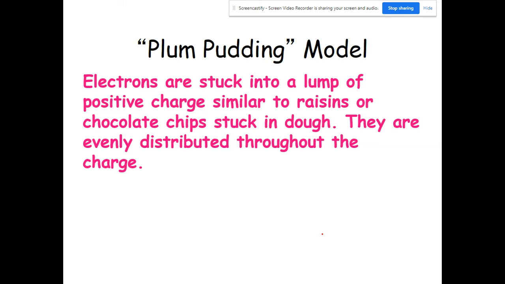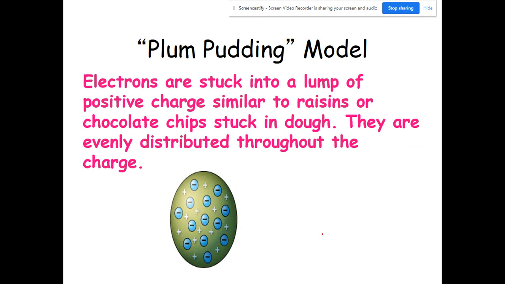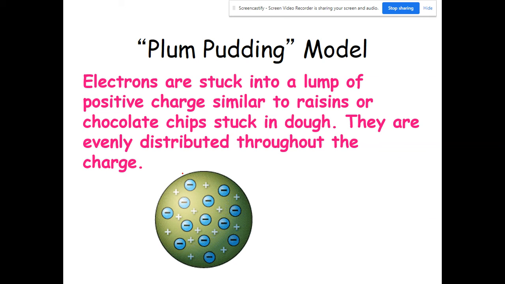So this model has these negatively charged raisins or chocolate chips stuck inside the positively charged dough and evenly distributed throughout the whole thing. So here we have our positively charged dough, and here we have those negatively charged electrons embedded throughout, and there's an equal number of positives and negatives, making the whole thing what we say is electrically neutral, equal positive charge and equal negative charge. And so that wraps up our Thompson plum pudding model of the atom and the discovery of the electron.